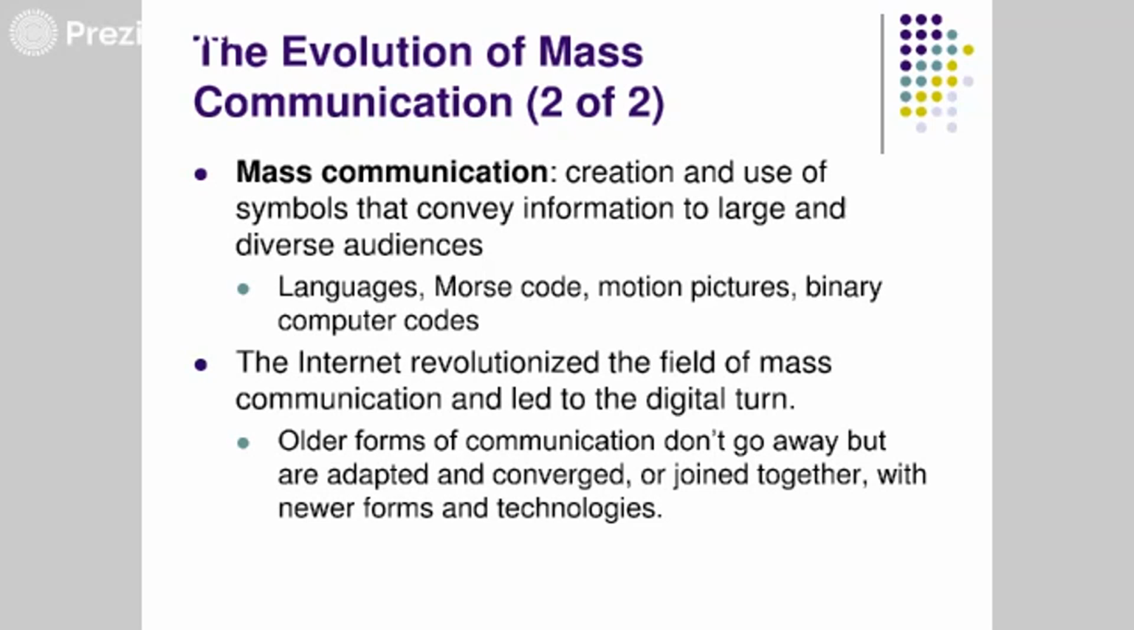But what is mass comm? That is the creation and use of symbols to convey information to large and diverse audiences. And you can do it through language, written, pictures, binary, computer codes, Morse codes. That's what mass communication is. You're communicating something to the masses. That's literally what it is. The internet definitely revolutionized this. It made it so much easier, which could be a good thing, and it can also be a dangerous thing based on the information you're trying to spread.